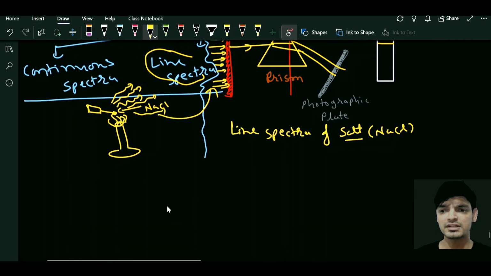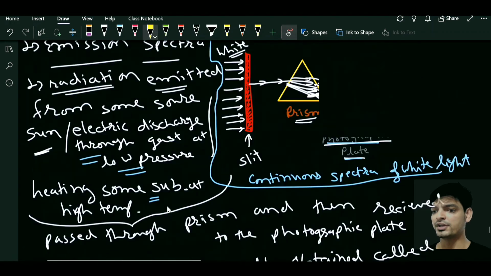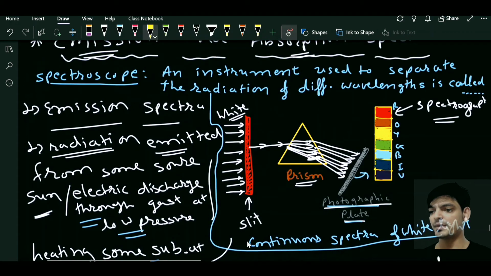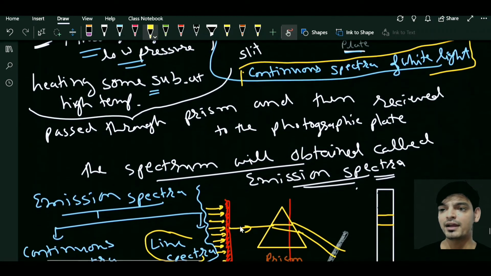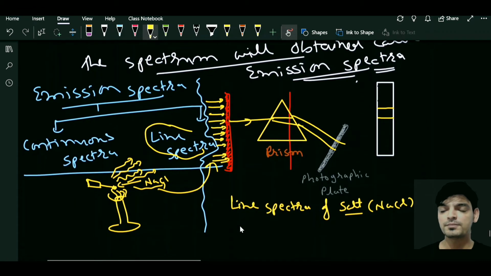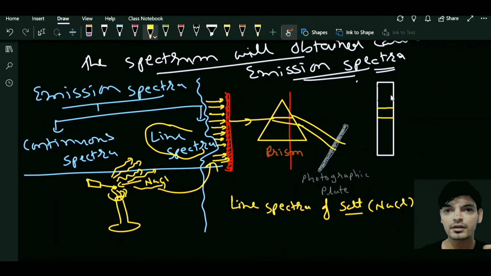These are the types of emission spectra, because first I showed you the continuous spectra. In continuous spectra, light is coming from a source like the sun or any bulb. Then the other type, line spectra, which I explained: on the spectrum we have only some particular color light, some particular color lines, and then it's known as a line spectra.